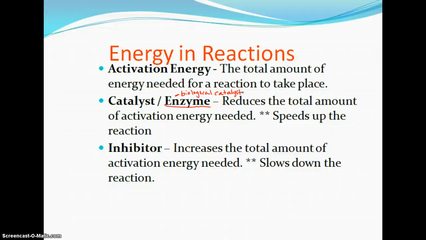And then opposite of a catalyst is an inhibitor. And an inhibitor will slow down the reaction. So let's say you really don't want the reaction to happen, you would do something that inhibits or slows down the reaction so that the reaction either doesn't happen at all or happens very slowly.